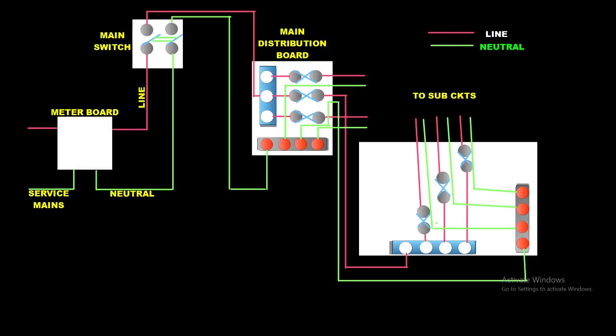So see, this is the connection diagram. Actually you can observe here, there will be a meter board. From this main meter board you connect a main switch. Then from the main switch we connect one bus bar. This is called the bus bar. After the bus bar you are going to connect the individual sub circuits, like this. So this you can take as one.